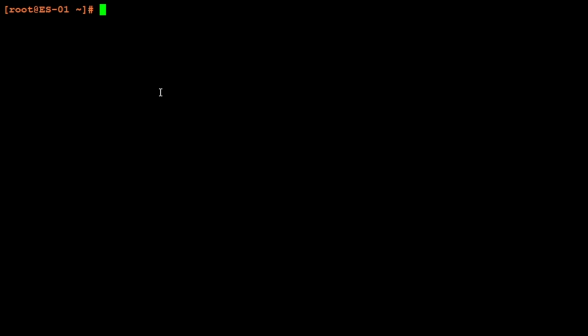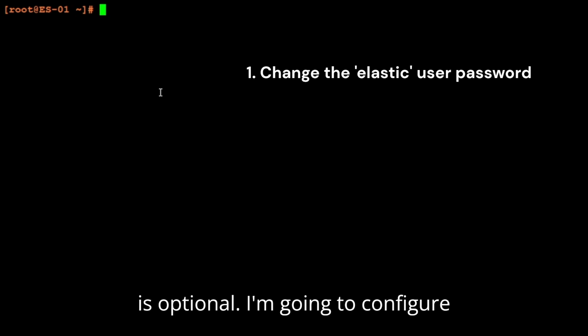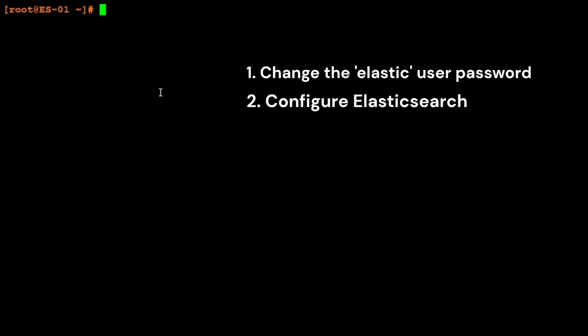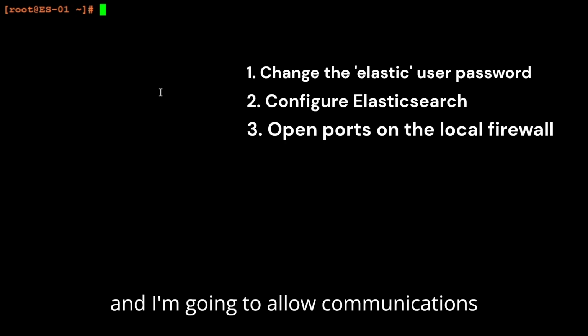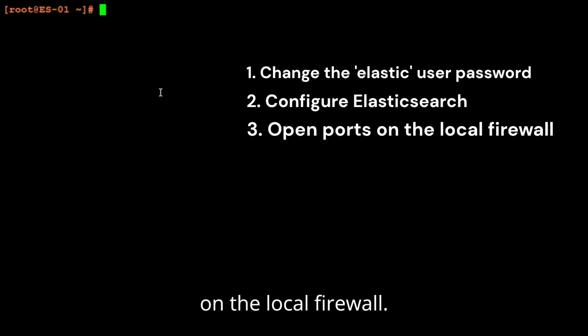Now I'm going to be doing the following 3 changes on the host. I'm going to change the Elastic user password, and this is optional. I'm going to configure Elasticsearch using the YAML file, and I'm going to allow communications to the ports needed by Elasticsearch on the local firewall.